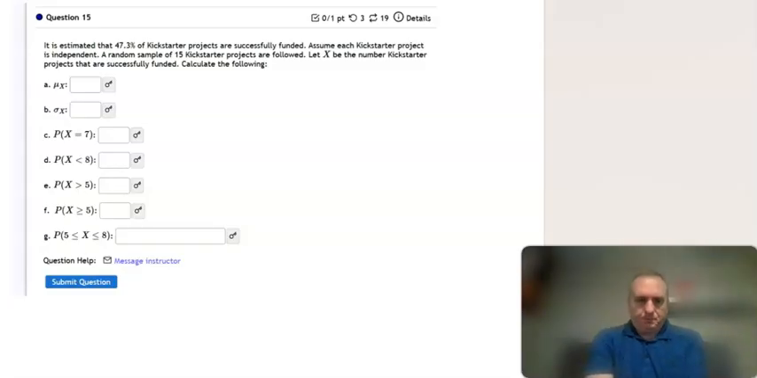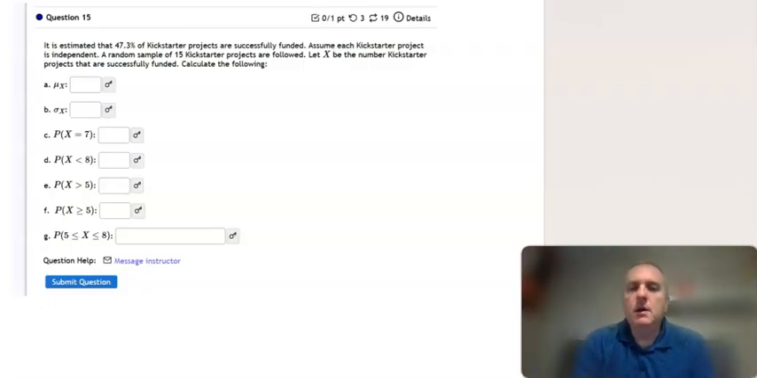So we have an estimated 47.3% of Kickstarter projects are successfully funded. Assume each Kickstarter project is independent. A random sample of 15 Kickstarter projects are followed. Let X be the number of Kickstarter projects that are successfully funded. Calculate the following. So the first thing it's asking is the mean and the standard deviation of this random variable.